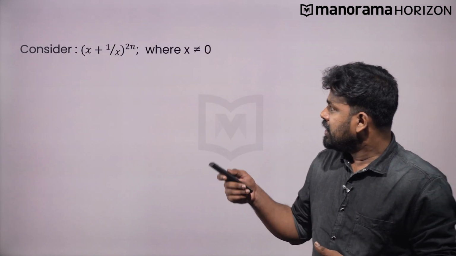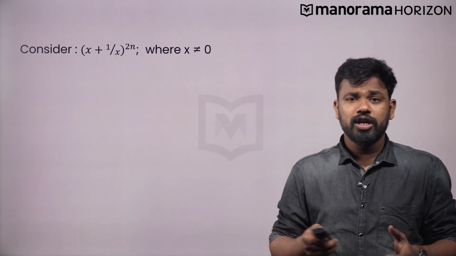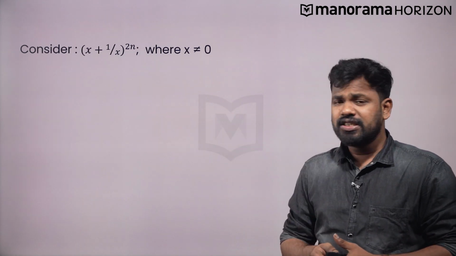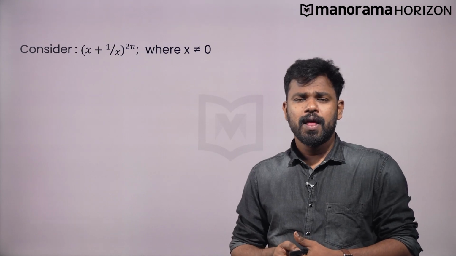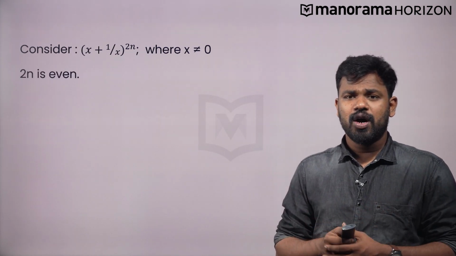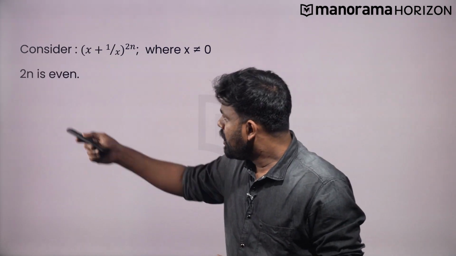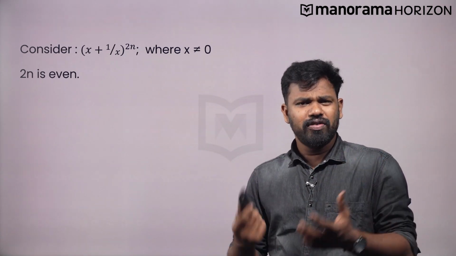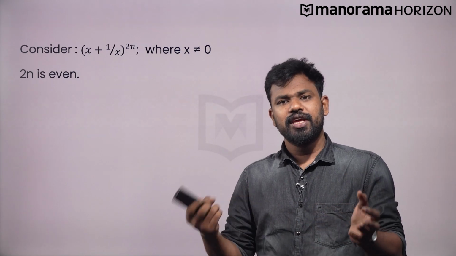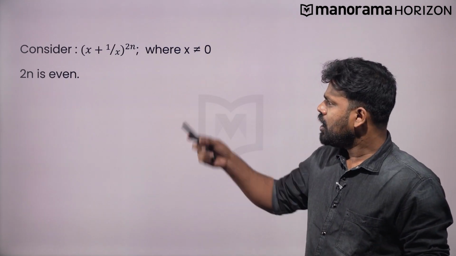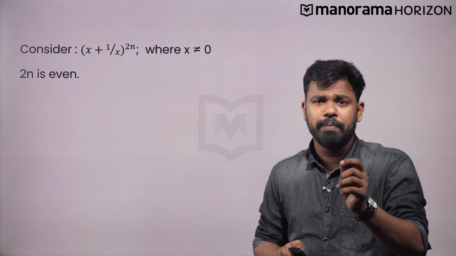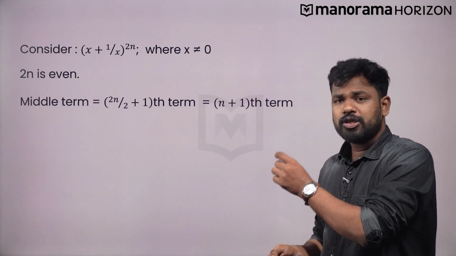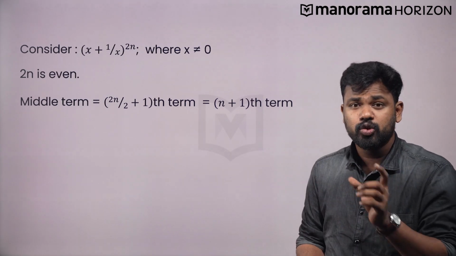Now, consider (x plus 1 by x) the whole raised to 2n. There is another binomial expansion, and x is not equal to 0, the condition is also given there. Now, using the formula which we have learned, can you find the middle term? Yes, I can. The power here, 2n, is an even number. 2n is always even because 2 into any number will give us an even number. So when the power is even, the number of terms will be odd.